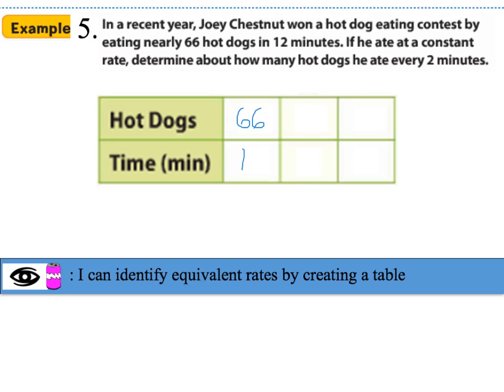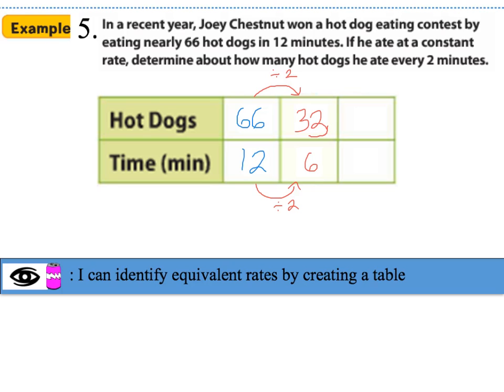in 12 minutes. So what we can do is scale backwards. So we need to think of a number that can go into both 66 and 12. And what we can try first is 2. So I know that I can divide 12 divided by 2 on the bottom, and that's going to give me 6. And I can divide 66 divided by 2, and that's going to give me 33.